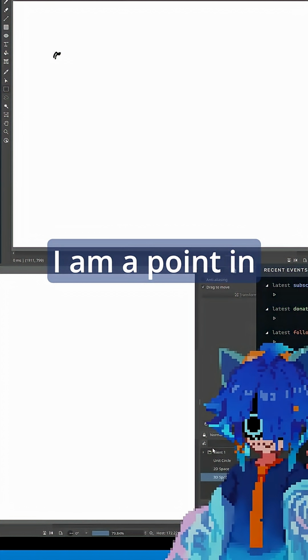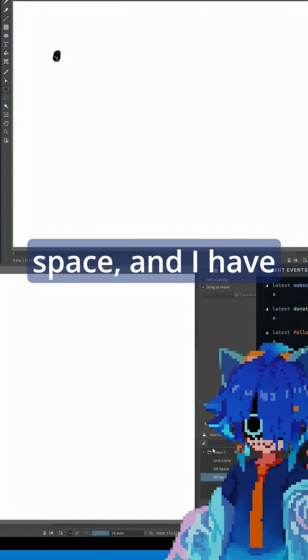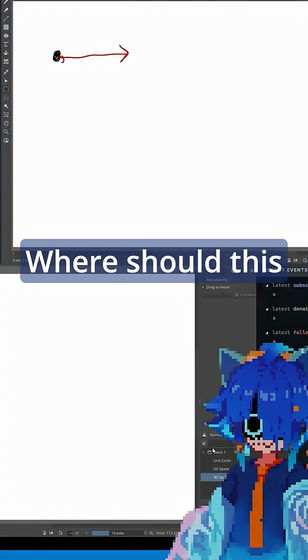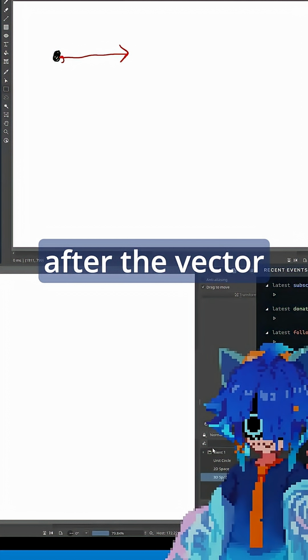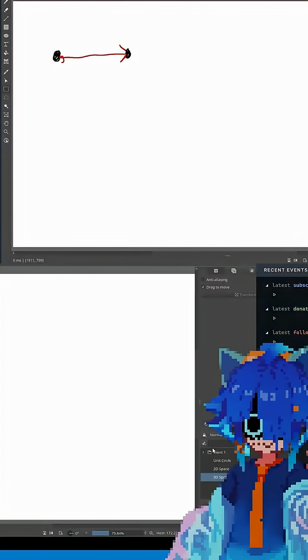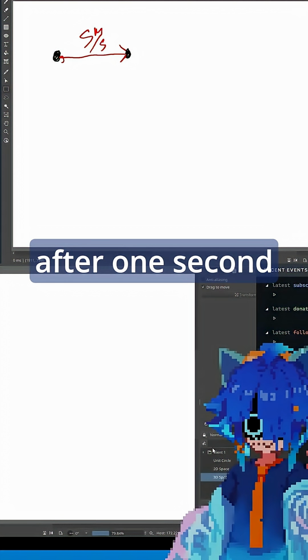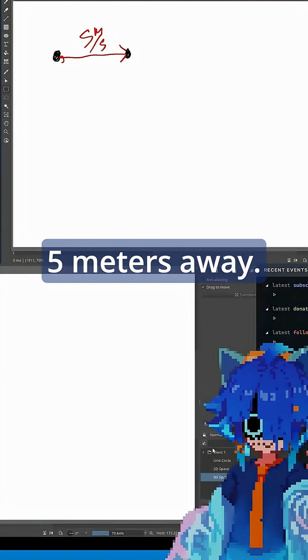So let's say that I am a point in space and I have some vector which is telling me that I want to move at this speed. Where should this point in space be after the vector has been applied? Well, right here, right? So if I'm moving at, say, 5 meters per second, then after 1 second, I should be here, 5 meters away, correct?